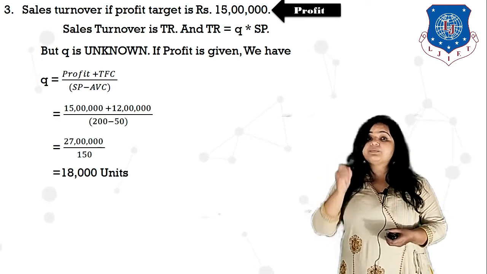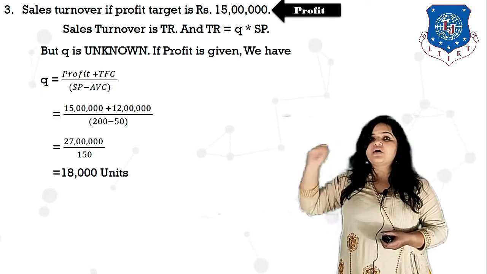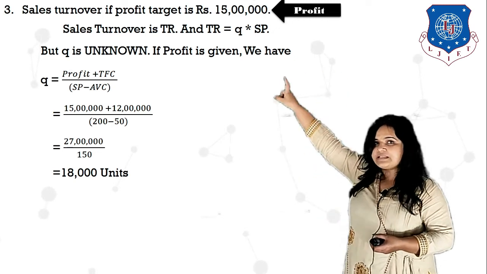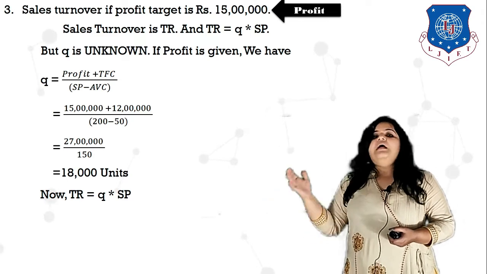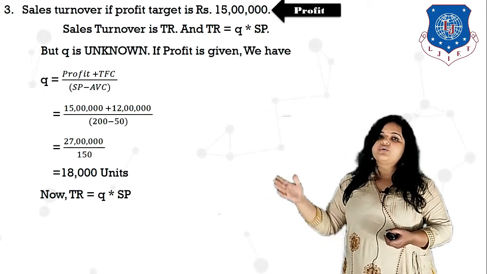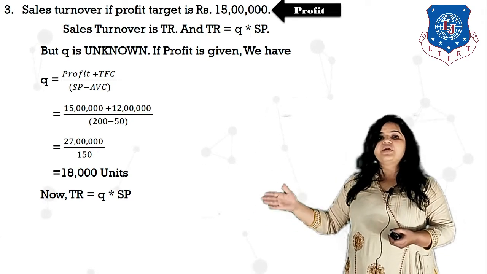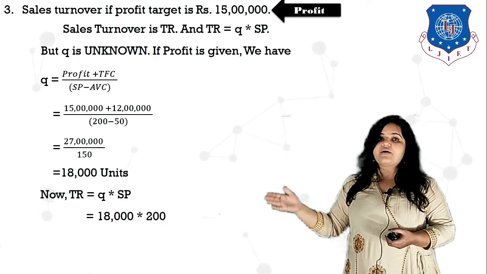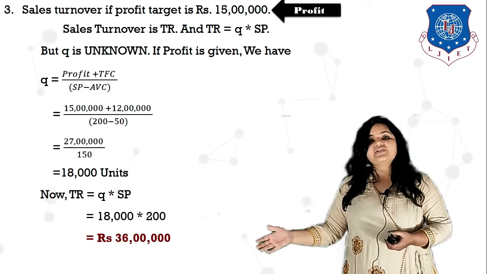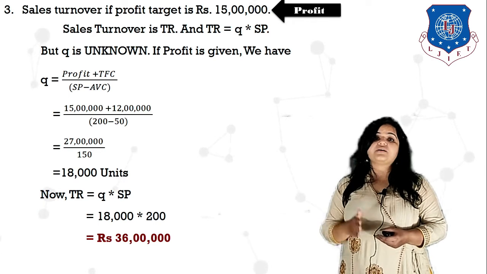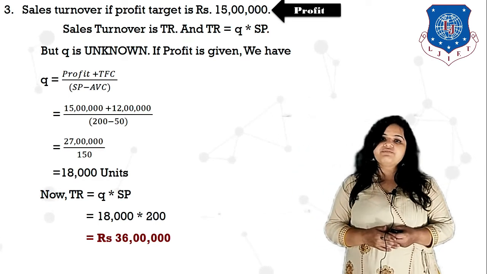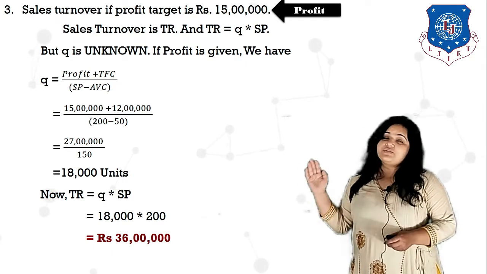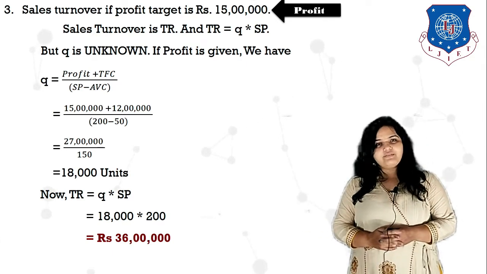You need to produce 18,000 units to earn a profit of 15 lakh rupees, which means you need to achieve a turnover or total revenue of Q into SP, which is 18,000 into 200, which is equal to 36 lakh rupees to achieve a profit of 15 lakhs. Here students, we solved all the three questions which were given to us.